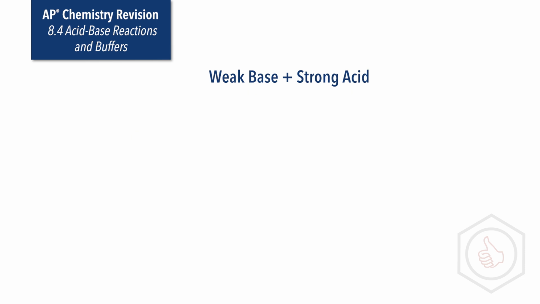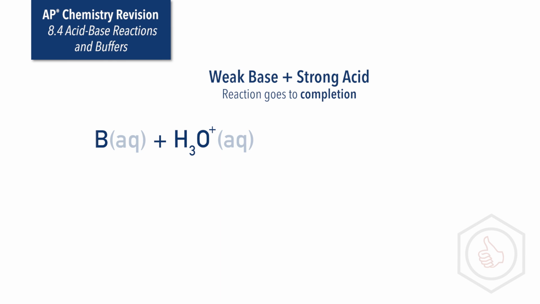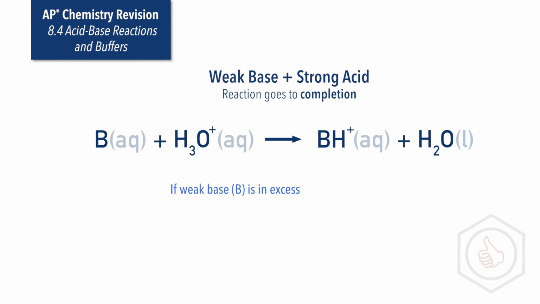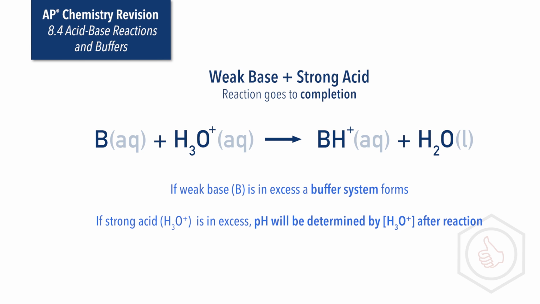If a weak base reacts with a strong acid, we'll also get a complete reaction. B + H3O+ goes to form BH+ and H2O. Where B is the base, H3O+ comes from the strong acid reacting with the water, and BH+ is the conjugate acid formed from the base accepting a H+ ion. Again, if the weak base is in excess, a buffer system forms. If the strong acid is in excess, then the pH will be determined from the concentration of H3O+ ions left over at the end.